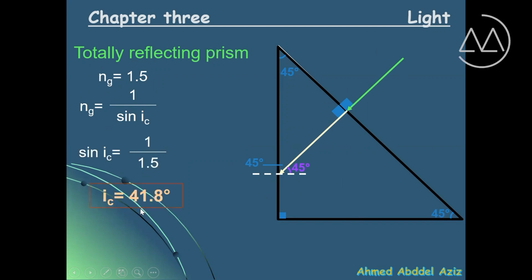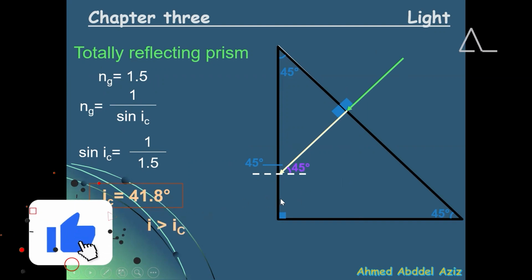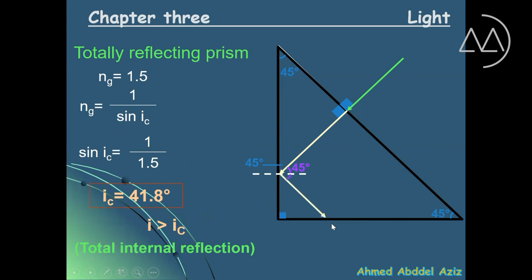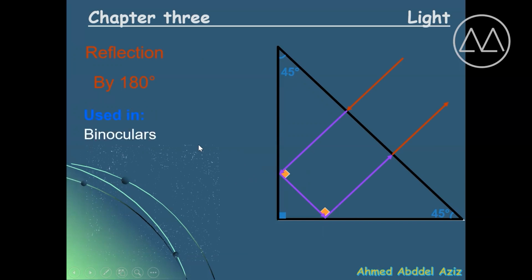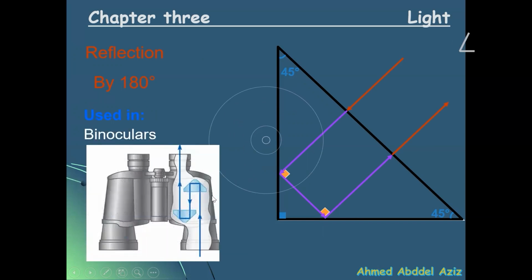So I equals 41.8. The incident angle is greater than the critical angle. Total internal reflection occurs. And falling on the other side with an angle of 45, which is also greater than the critical angle, total internal reflection occurs. And falling to the first side with an angle of incidence 0, it passes without deviation. In this case, we're able to rotate the light with an angle of 180 degrees, which is used in binoculars.